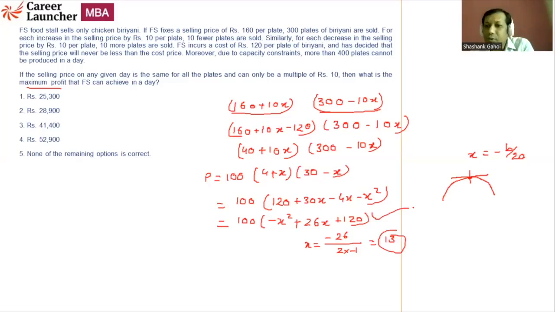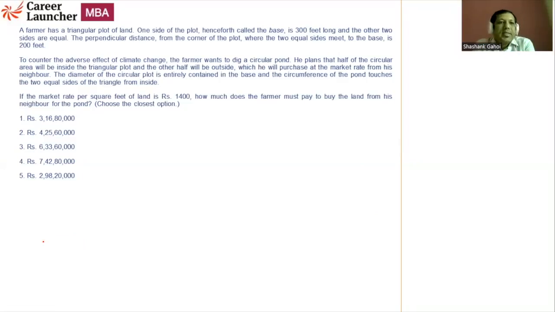So I'm just going to put x equal to 13 over here and get the answer. The maximum profit is going to be 100 into (13 plus 4), which is 17, into 17. And that comes out to be 28900. So the answer of this question is going to be option 2. That is 28,900.